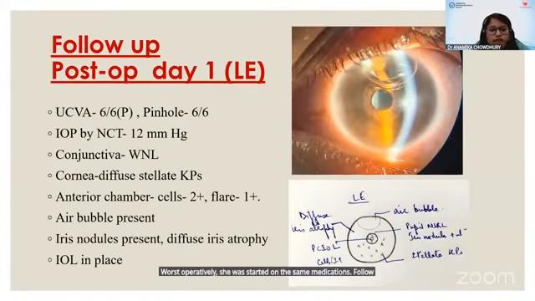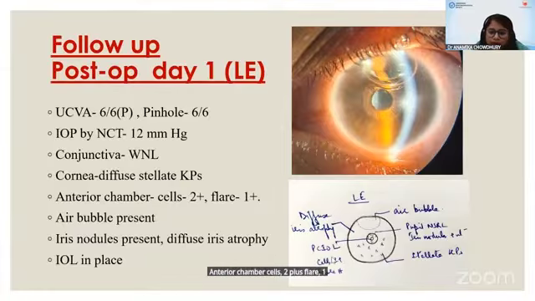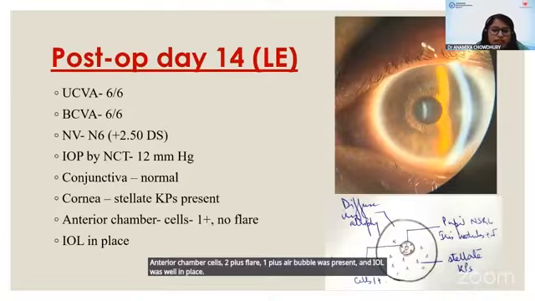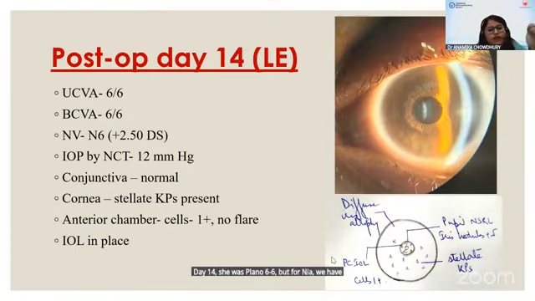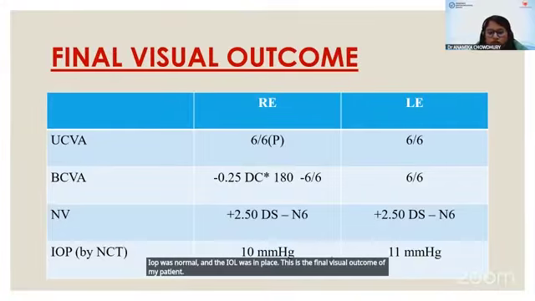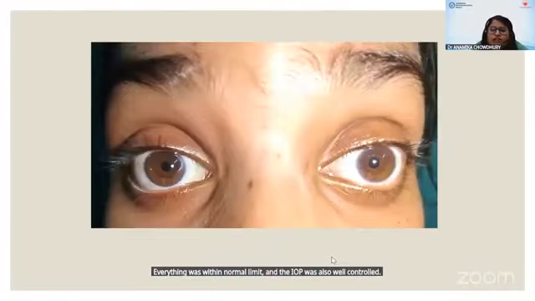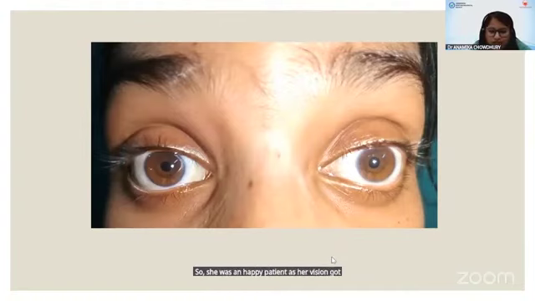Follow-up post-op day 1, left eye, her uncorrected visual acuity was 6/6 partial. IOP by NCT was 12 millimeter of mercury. Anterior chamber cells 2 plus, flare 1 plus, air bubble was present, and IOL was well in place. Day 14, she was plano 6/6, but for near, we have added plus 2.5 diopter sphere. IOP was normal, and the IOL was in place. This is the final visual outcome of my patient. Everything was within normal limits, and the IOP was also well controlled. So she was a happy patient as her vision got restored.